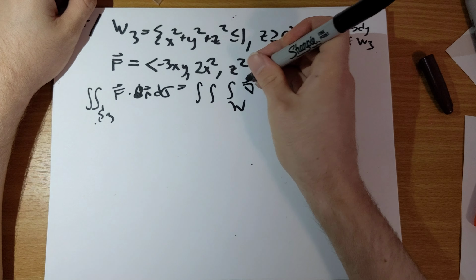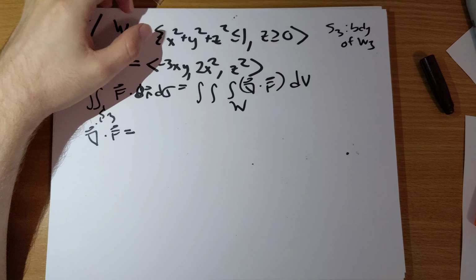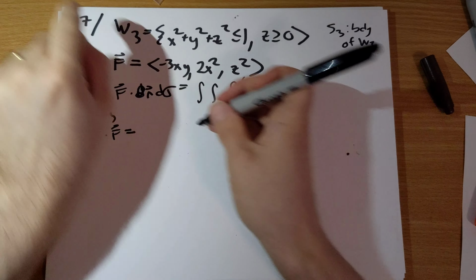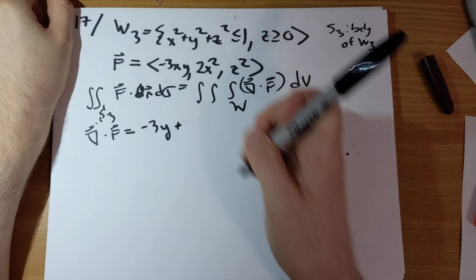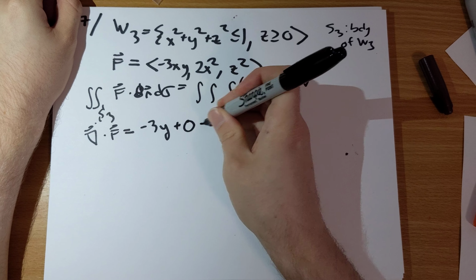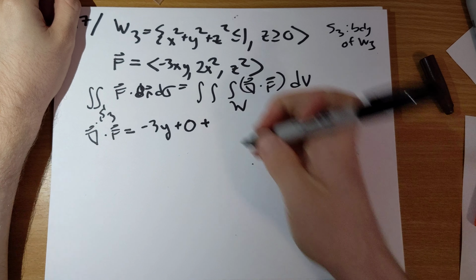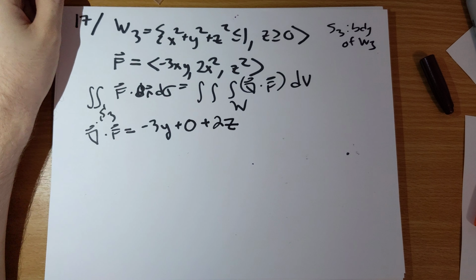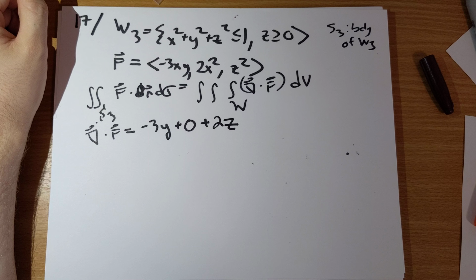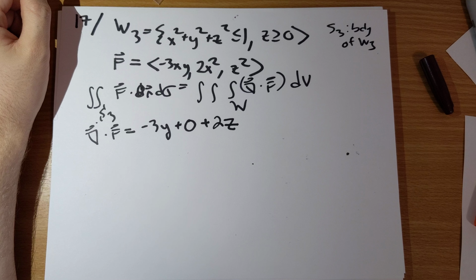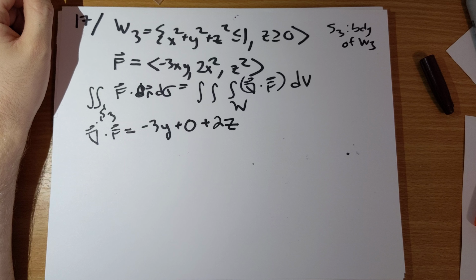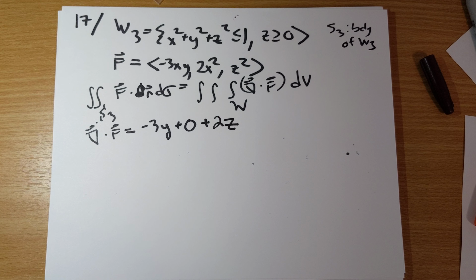So the divergence of F is going to be: the x partial derivative is negative 3y, the y partial derivative is 0, and the z partial derivative here is 2z. Okay, so this is what the function we need to integrate here is.